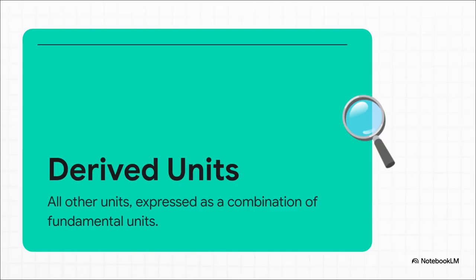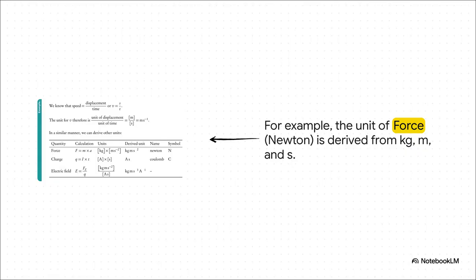So if those 6 units are the letters of our alphabet, then what we call derived units are the words we build with them. We just combine the fundamental units in different ways to describe more complex ideas. And this is a perfect example of how that works. Take the Newton, which is the unit for force. Now, it seems like a basic unit on its own, but it's not. It's actually a kind of shorthand. It's a derived unit built from kilograms, meters, and seconds. So you can see how even a big concept like force is really just a combination of those fundamental letters.